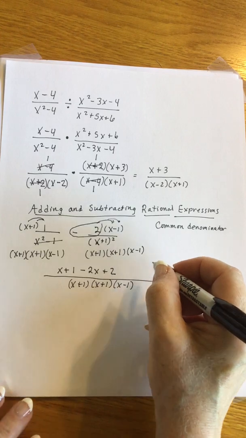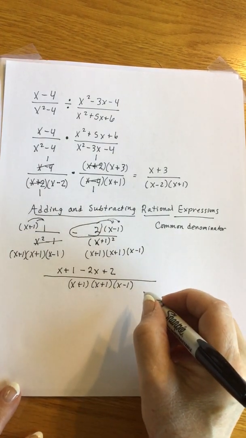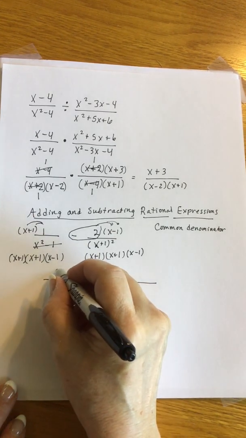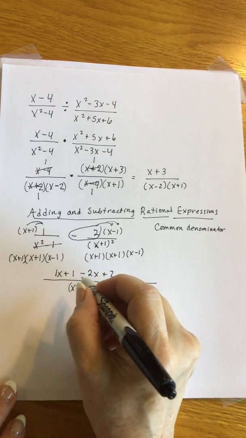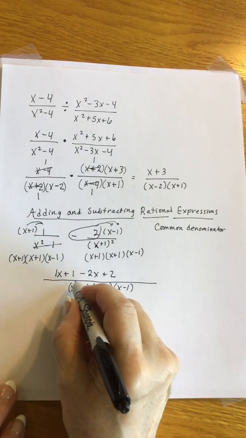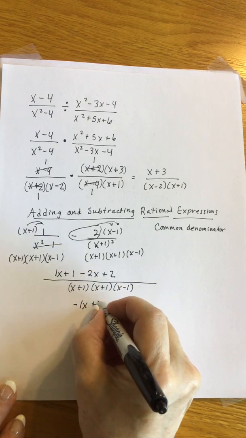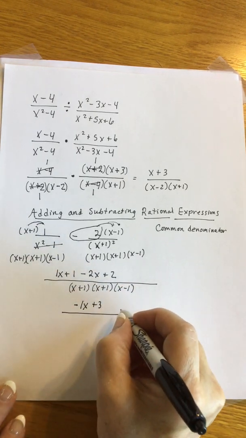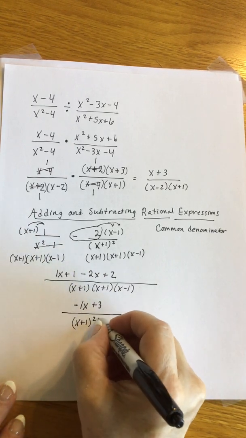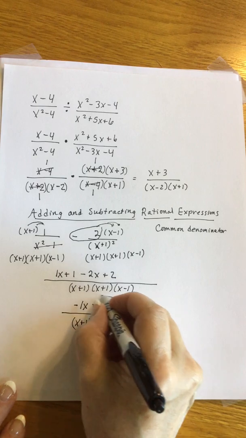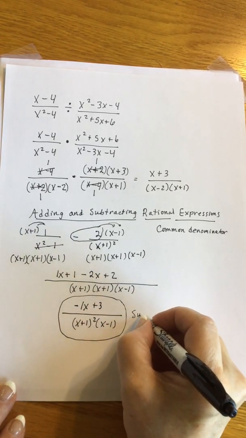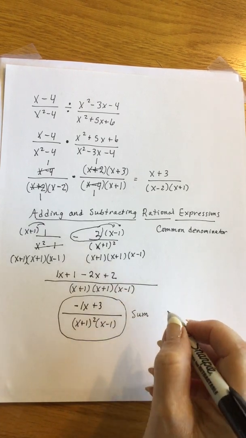So now I need to look at the numerator and combine like terms. I have negative 2x and a positive 1x; subtract and take the sign of the larger, which gives me negative 1x. 1 plus 2 gives me plus 3. And then in the denominator, we put the x plus 1s back together: (x plus 1) squared times (x minus 1). And then this is my addition, or my sum. Sum is the answer to an addition problem.